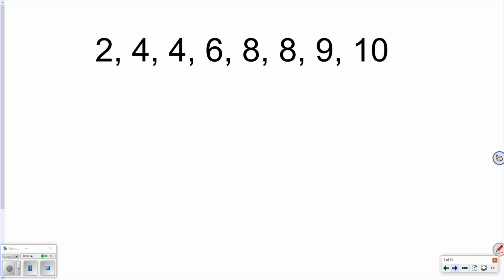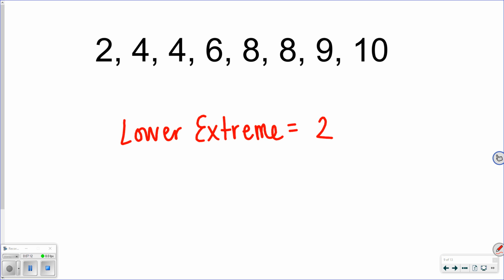What if I just give you numbers? Can you do the same thing? Where would our lower extreme be? Now it often helps if the numbers are in order from least to greatest. I gave them to you in order on this one. Our lower extreme would be 2.